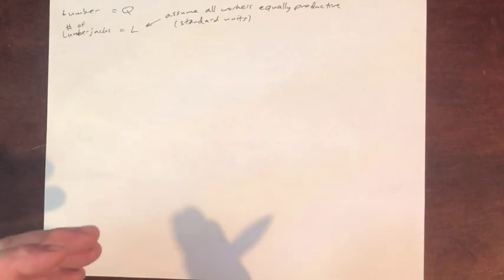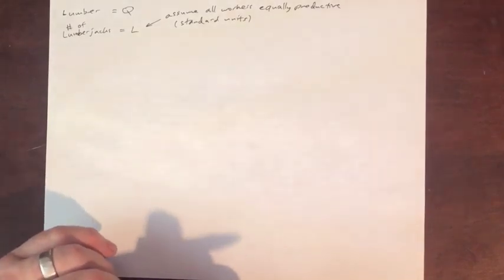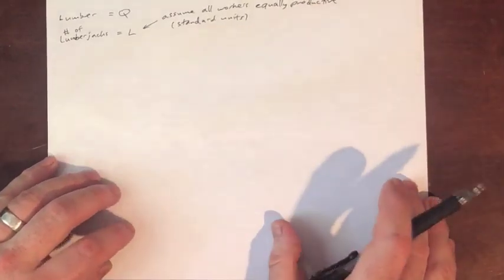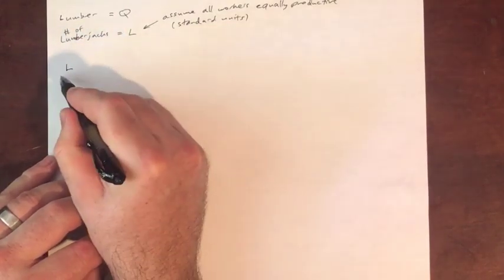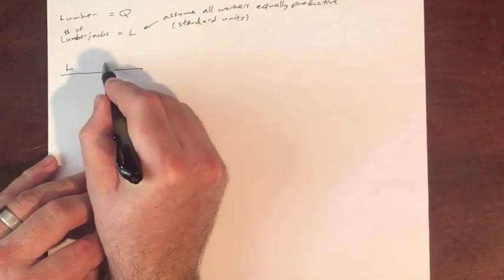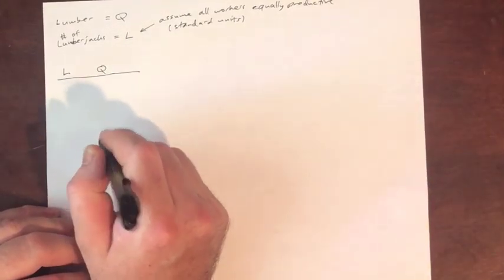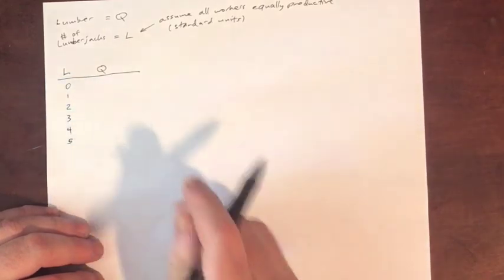If you've ever worked, you might notice some people get a lot done and others don't get as much done. People are different that way, in all kinds of ways, but we're abstracting from that. All units to the production process are identical. So if this is the kind of production we're doing, we set up a table. Let's say we have the number of lumberjacks here, L, and our output here, the amount of lumber. And let's say it looks something like this: 0, 1, 2, 3, 4, and 5.